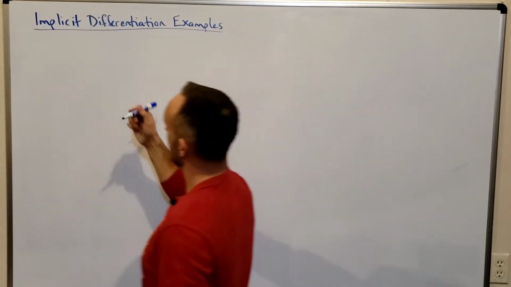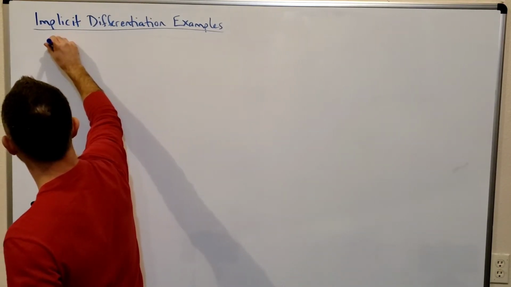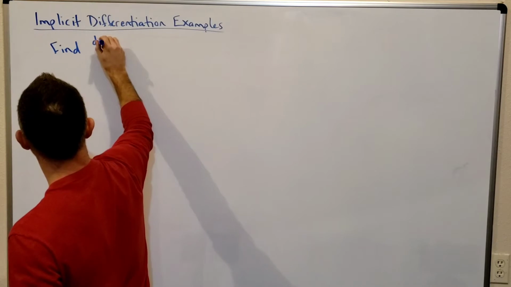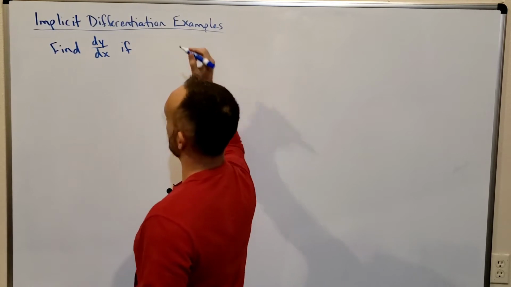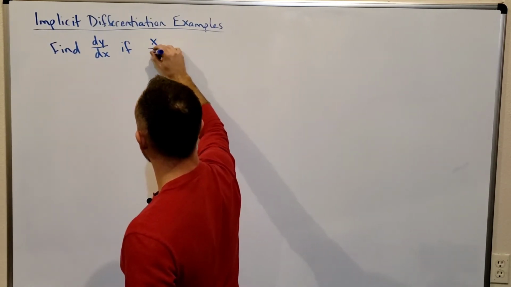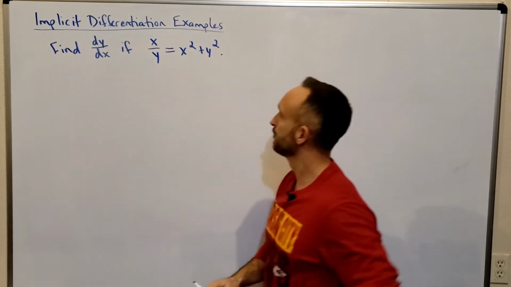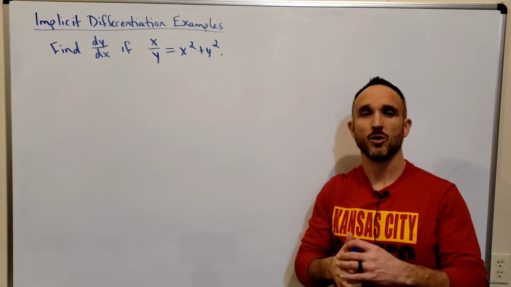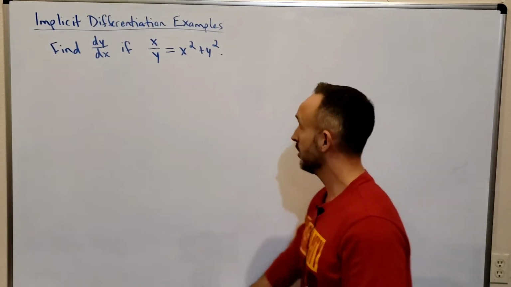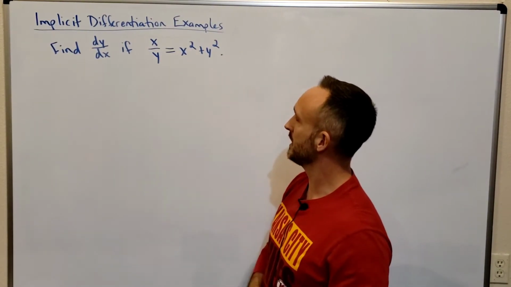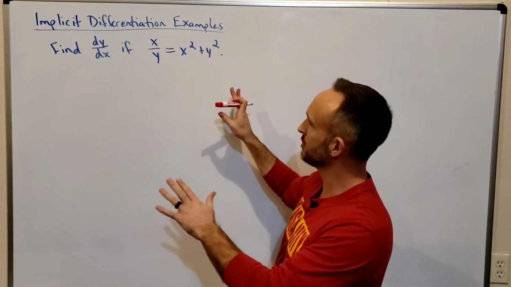And so we'll start with the most basic type of question involving implicit differentiation, which might be find dy dx if, and I'll give you this implicit equation, let's say x over y equals x squared plus y squared, okay? And we want to find dy dx, which of course represents a formula for the slope of the tangent line.